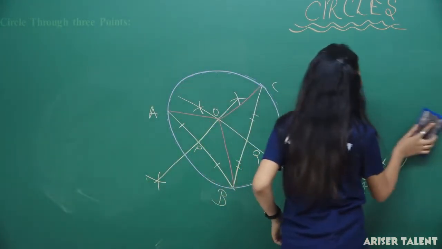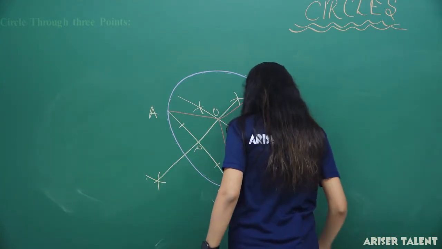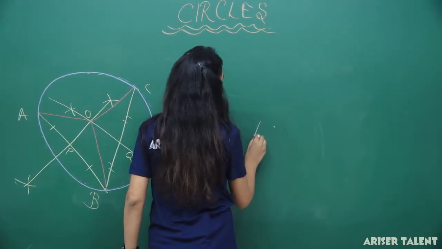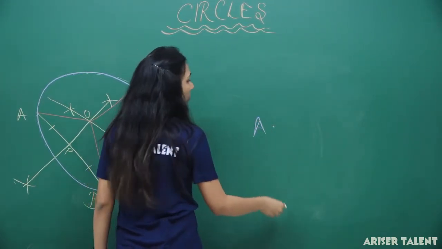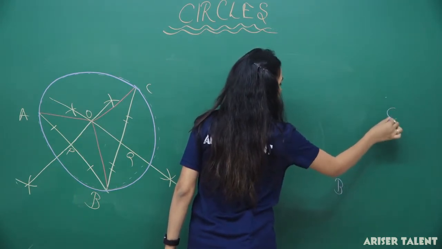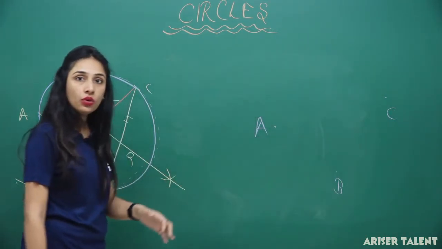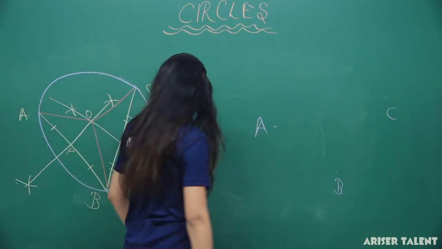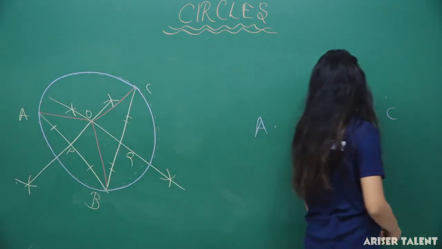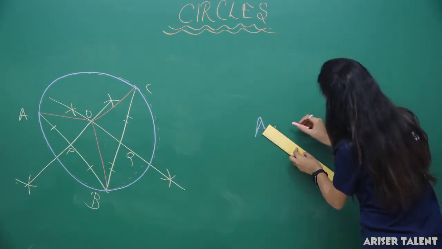this is the rough diagram of what we are going to construct. Here we have some point, which we name A, and some point B and some point C. Now what I have to do is just join A to B and B to C. I am doing that with the help of a scale.